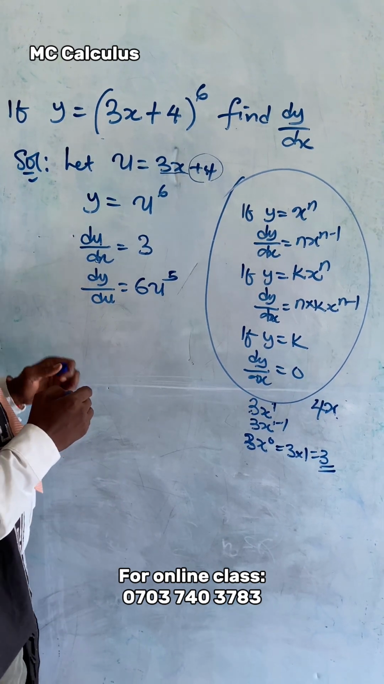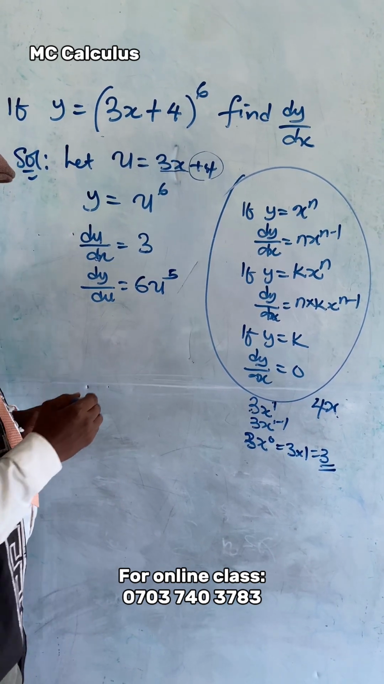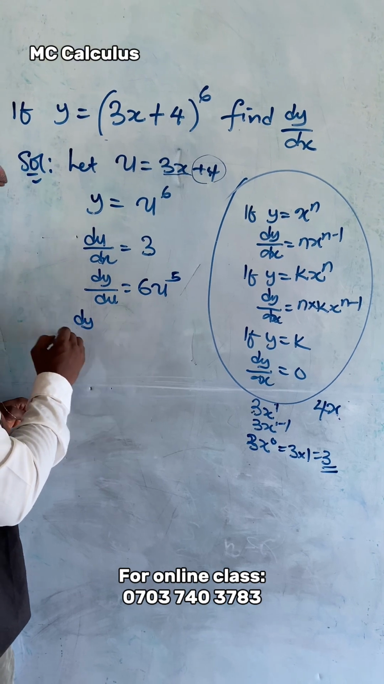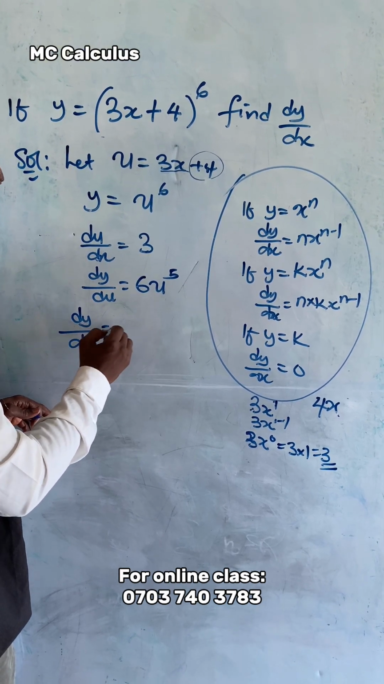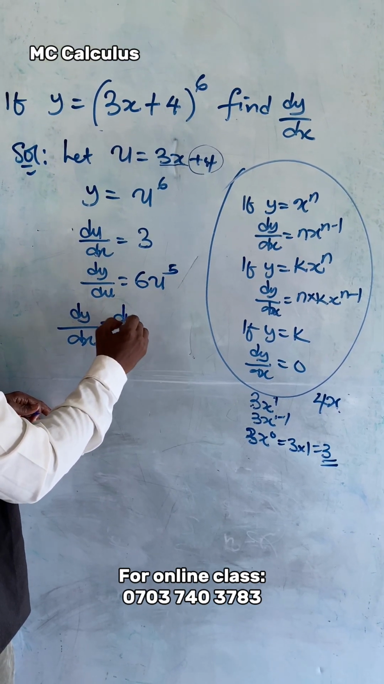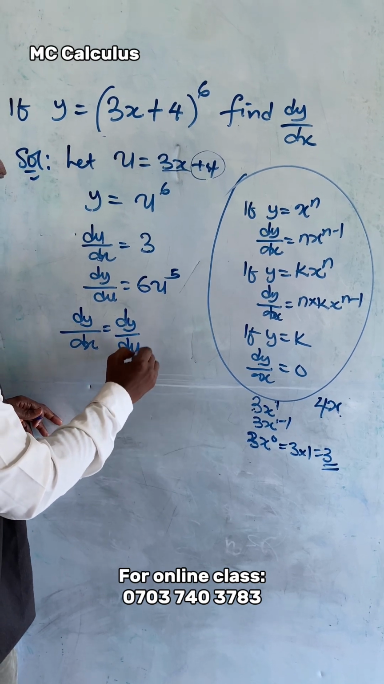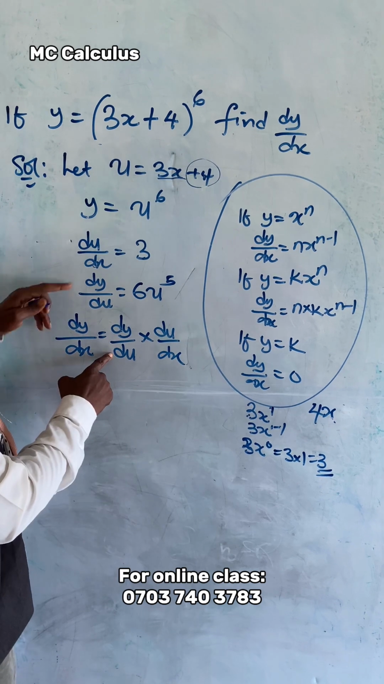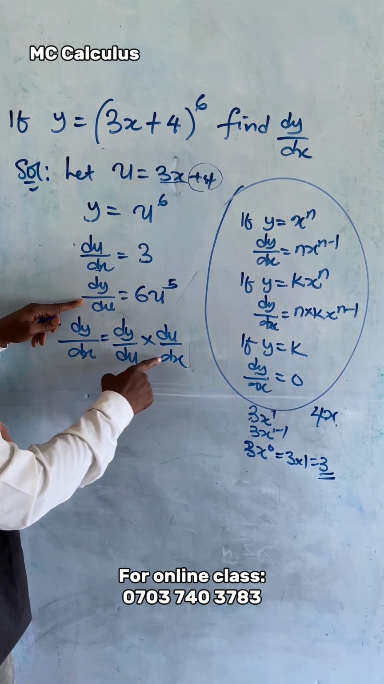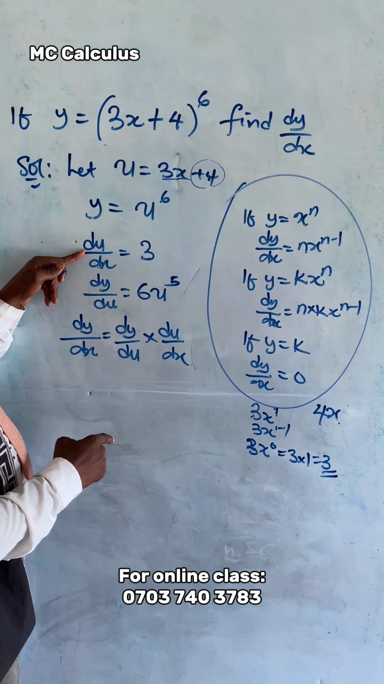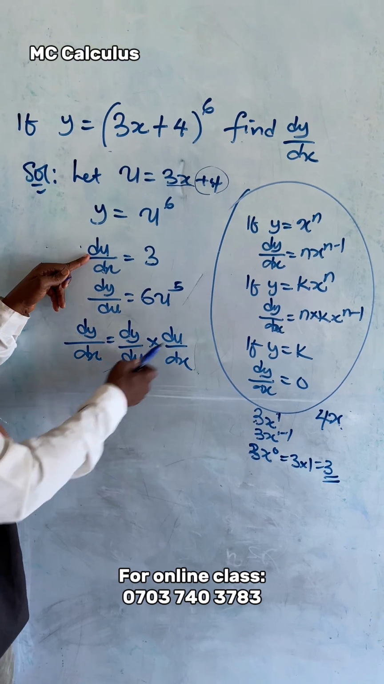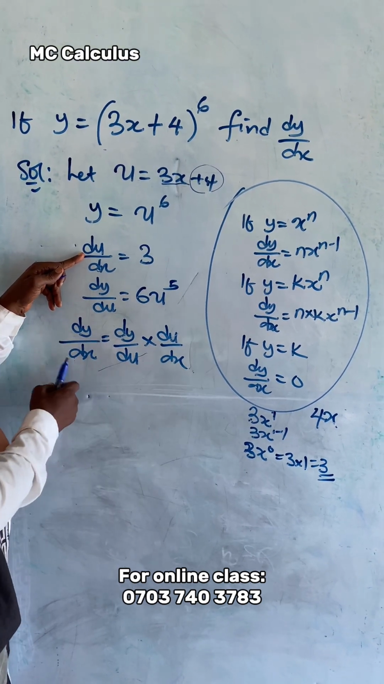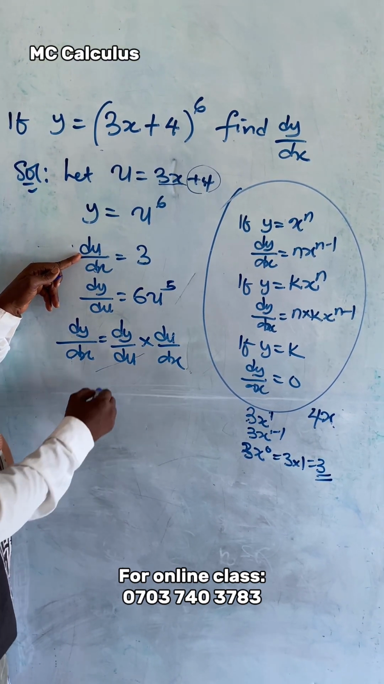So therefore, from chain rule, that is function of a function, dy/dx equals dy/du times du/dx. This by dy/du, this by du/dx. If you observe very well, if you cancel out the du and the du, you still have back dy/dx. So let's substitute the values.